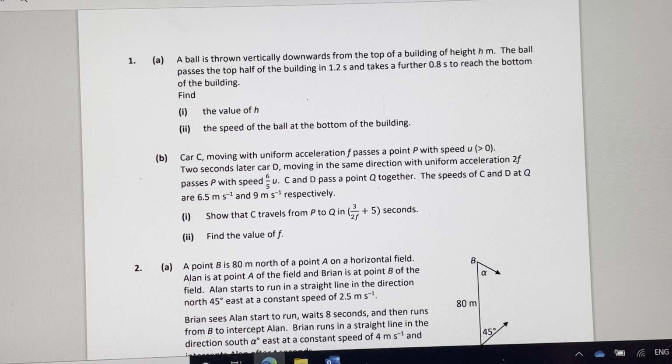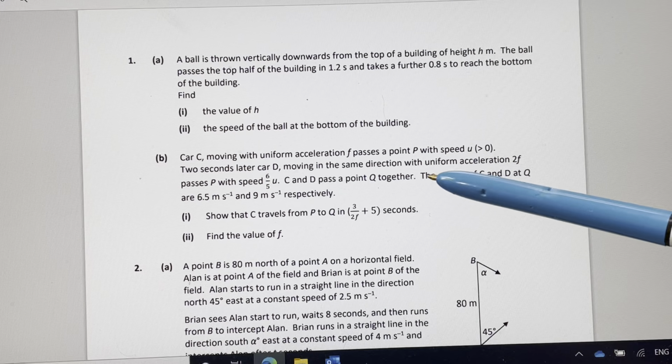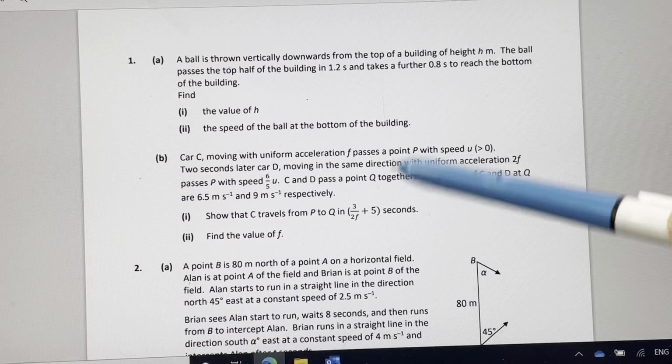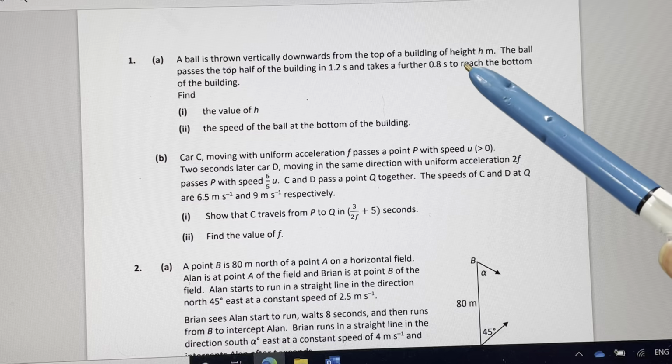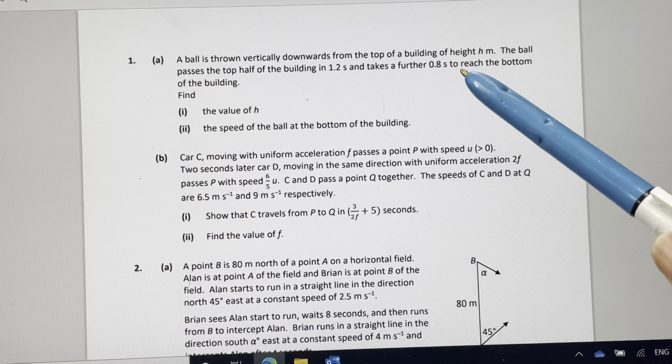First of all, question one, motion, can be a bit of a curveball sometimes, but this one was okay, I think. A ball thrown vertically downwards, and then the car passing by. In terms of cars passing by each other, this one was okay. The ball thrown vertically downwards was a good lead-in question, fairly straightforward, I'd say.